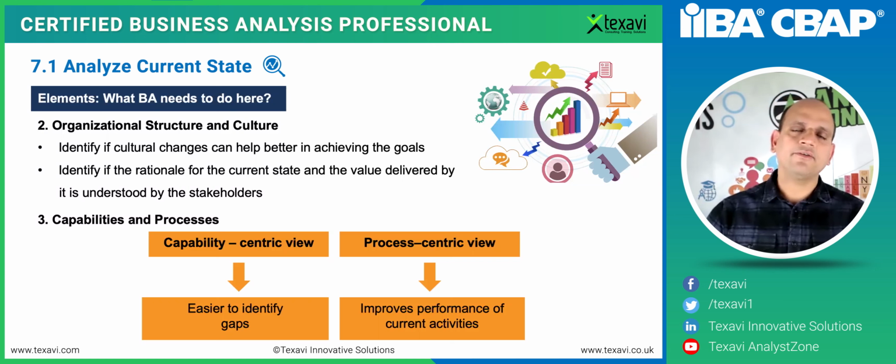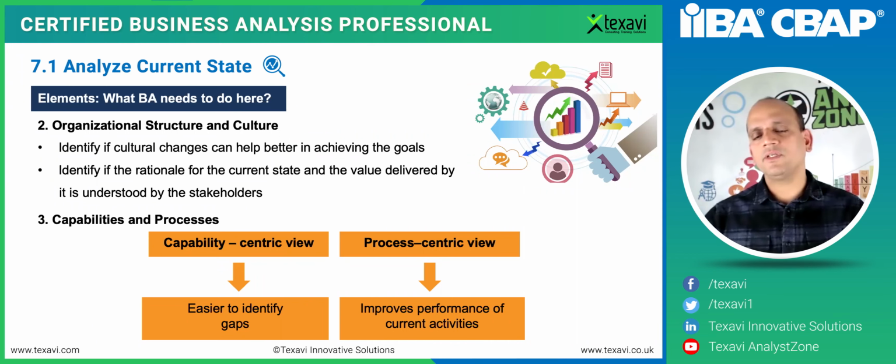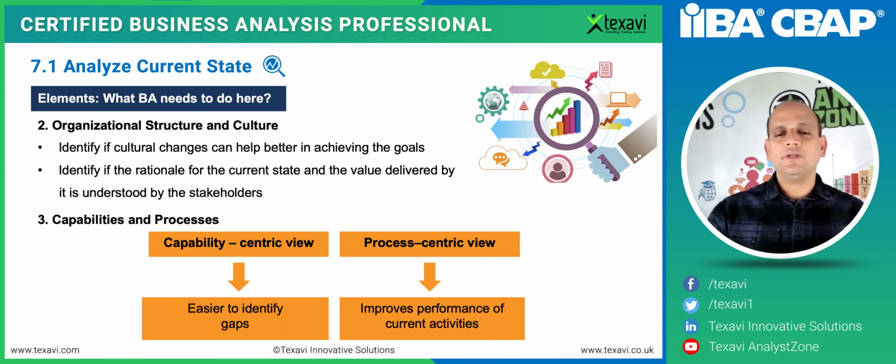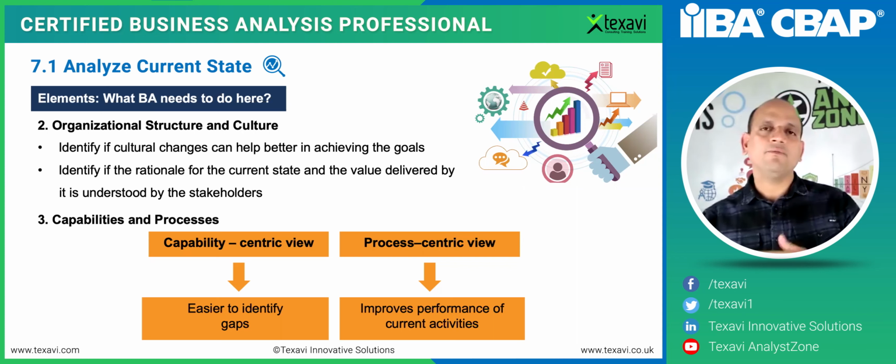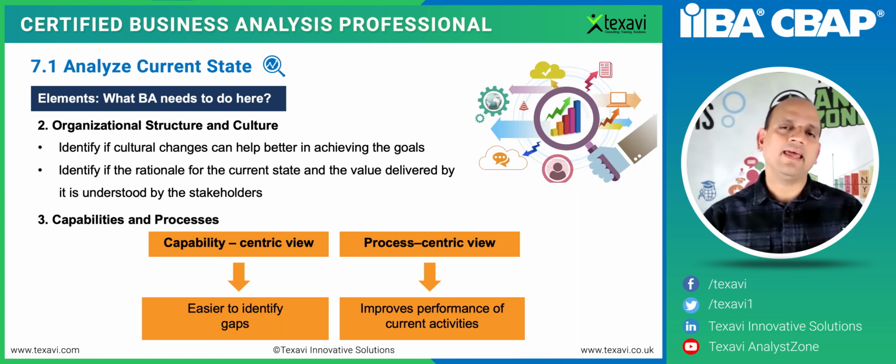It could be a huge factory. So there are some capabilities involved around the features of the product that you're trying to deliver. And then there are some process-centric views, which is about the efficiencies and the performances of work. And so you need to really be able to identify both of them. It's not as if one is more important than the other.